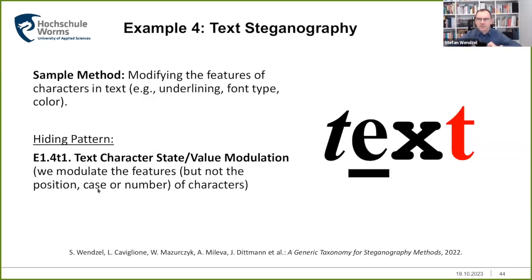Text steganography. Let's assume we modify some features of characters in text, like underlining, font type, or color. Then that would be text character state value modulation. So again, state or value modulation of a character in text stego. That's the context.